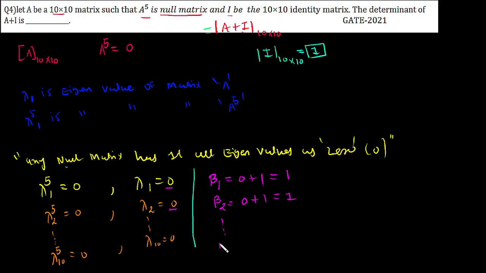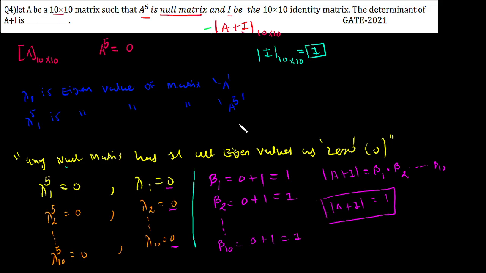In the same way I can go up to beta 10. So now select this lambda 10 for this A, so I can say 0. The same way, again replace this identity matrix with unity, so again the eigenvalue is 1. Now with the help of the property I can say the determinant of this A plus I is nothing but the multiplication of all its eigenvalues, and here the eigenvalues are beta 1, beta 2 and up to beta 10, and here all those entries are 1. So I can say the determinant of this A plus I is nothing but just 1. So now we have found the determinant of this A plus I, and it is 1.